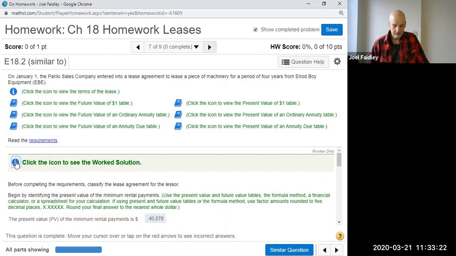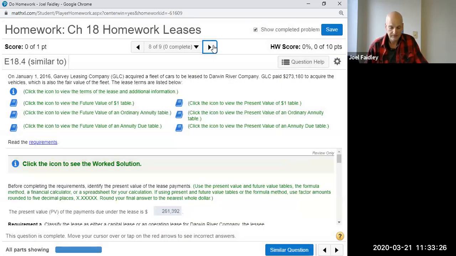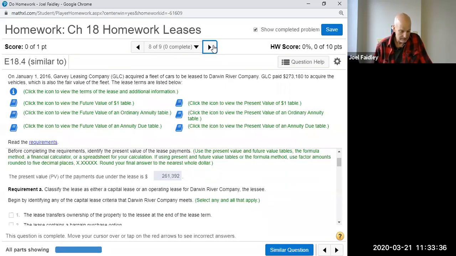Look at number eight, two more. Doing pretty good on time, I think, paying attention when I started the homework. Here it looks like a capital lease, and they're going to use a table form on this. Good exercise, like T accounts. You'll come to love it someday.